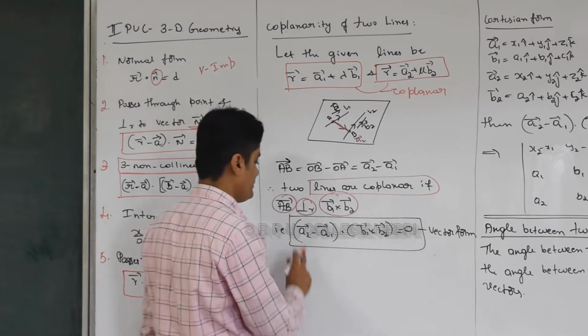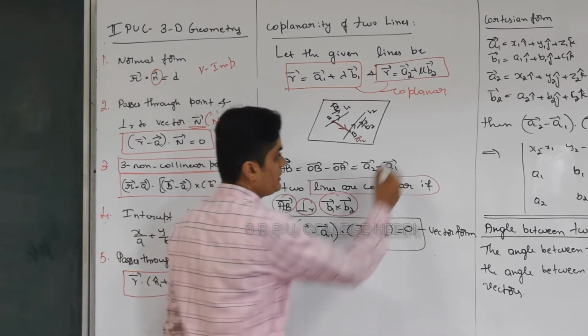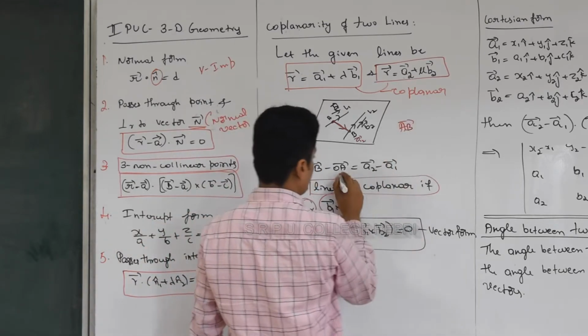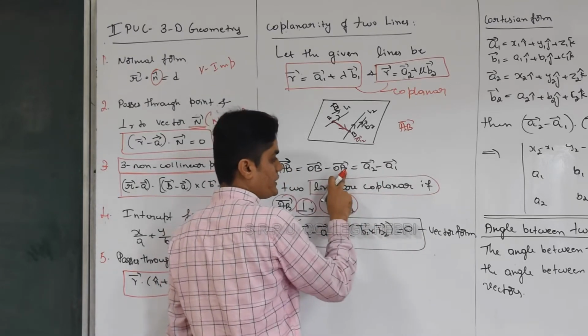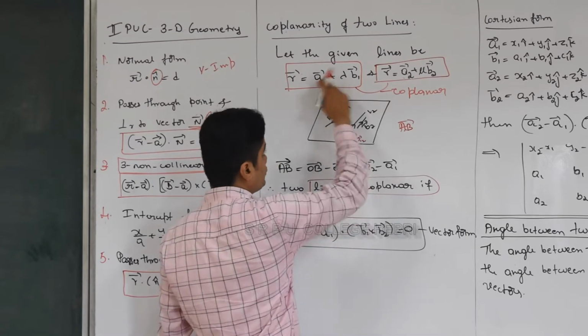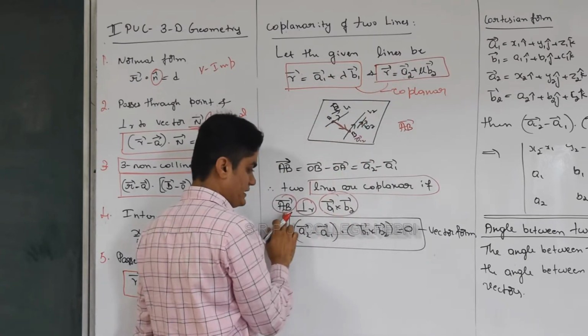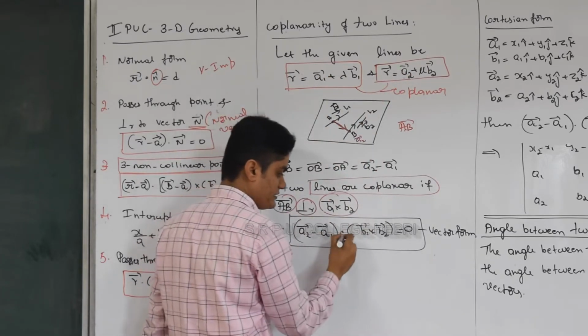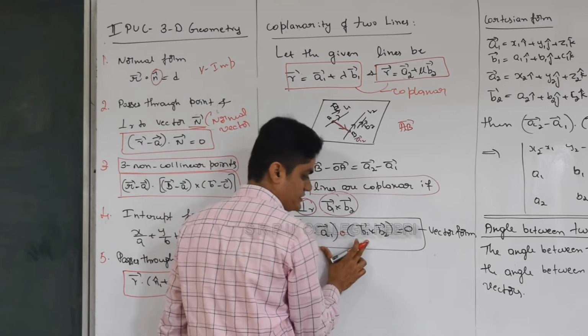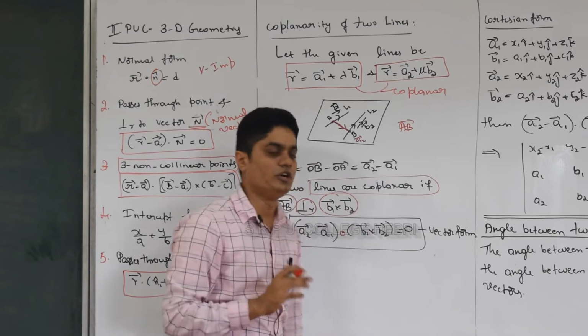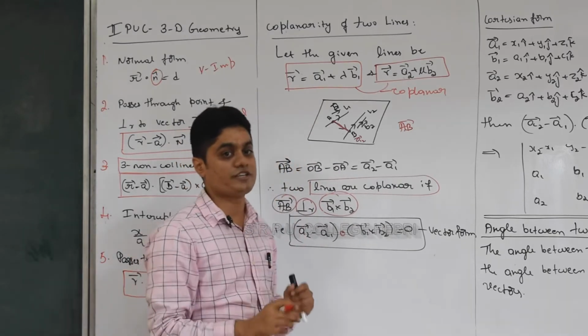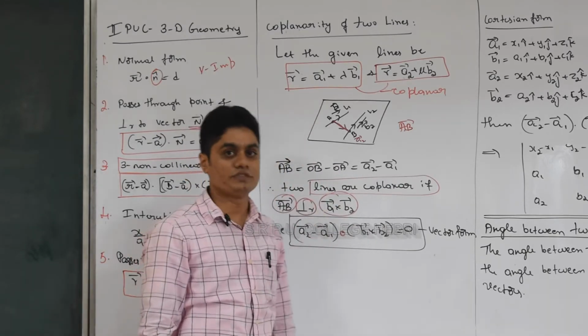So what is vector AB? A2 minus A1. Why? Vector AB can be written as vector OB minus vector OA. OB is the position vector of B, OA is the position vector of A. Both are known from the equation of the straight line. So vector AB is A2 minus A1. Since they are perpendicular, the dot product is 0. So A2 minus A1 dot B1 cross B2 is equal to 0. So this is the vector form condition for the coplanarity of the lines.